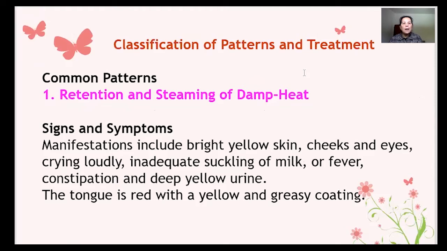Then we're talking about the different patterns. So, a common pattern is the retention and steaming of damp heat. The symptoms and signs: yellow skin, a bright yellow color, and also on the chest area and under the eyes.